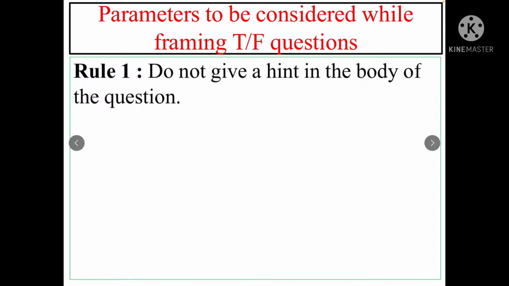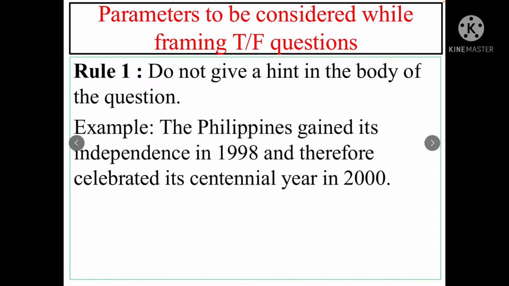Rule number 1, do not give a hint in the body of the question. Here I have one example for you. The Philippines gained its independence in 1998 and therefore celebrated its centennial year in 2000. Here the year is given, it is nearly equal to 2000. The students will easily guess the statement is true.